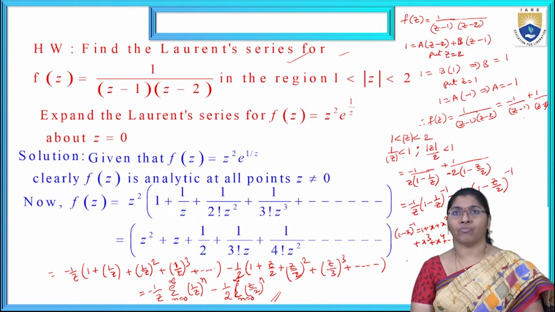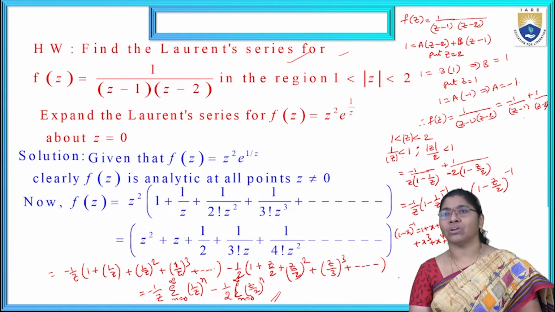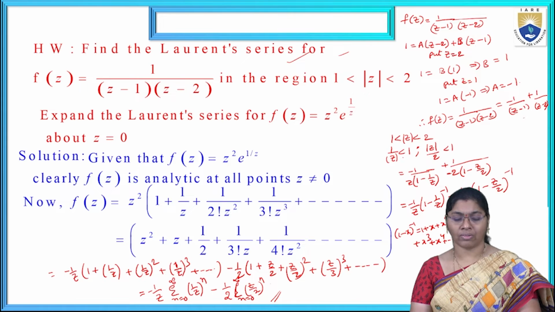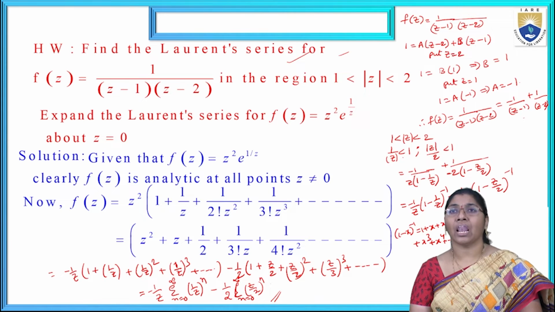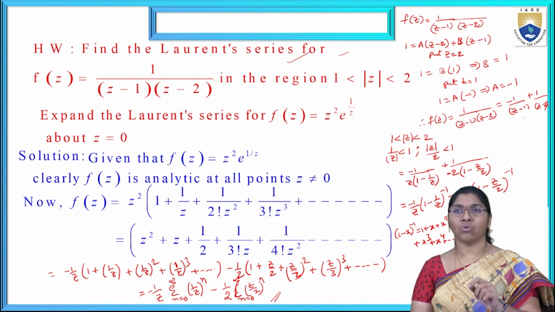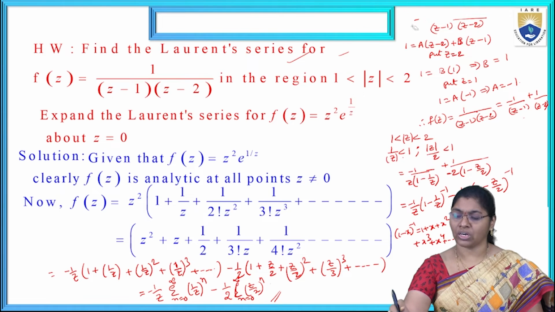Problem: f of z equal to 1 by (z minus 1)(z minus 2) in the region 1 less than mod z less than 2. This is the complete problem. Now similarly, we can solve the second method, that is, expand the Laurent series for f of z equal to z square into e power 1 by z about z equal to 0. Here the condition about z equal to 0 is given.